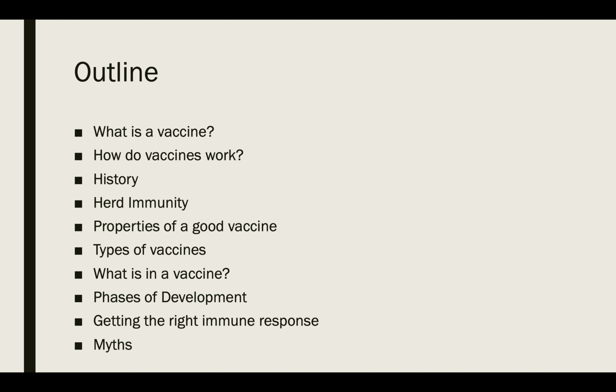So this is an outline of this lecture, so we'll follow along. We're going to talk about what is a vaccine, how do vaccines work, the history of vaccines, what is herd immunity. We hear about herd immunity a lot, especially now in the news. Properties of a good vaccine. We're going to cover types of vaccines, what is in a vaccine, phases of development. We're going to talk about how you get the right immune response. And then I'm just going to very briefly go over myths about vaccines.